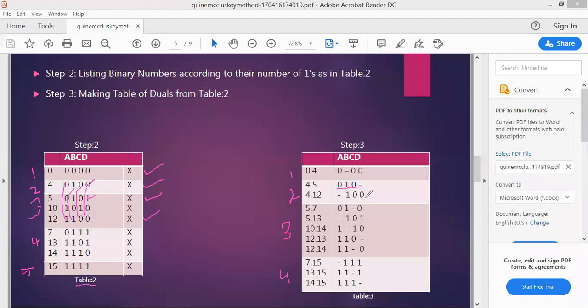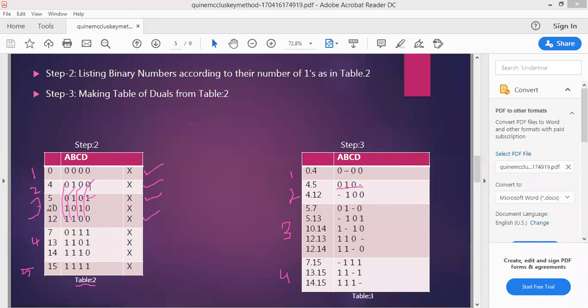Is it clear? I hope group 1 and group 2 are clear to you in table 3, that is step 3. Yes? Yes, sir. Yeah.